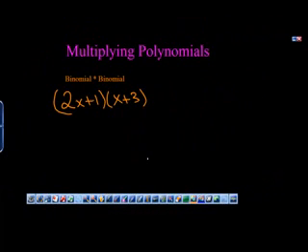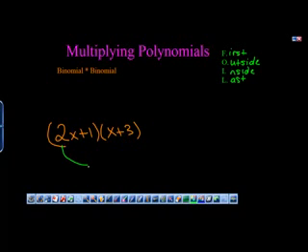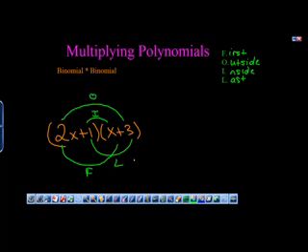When multiplying two binomials, we are going to apply something called FOIL. FOIL stands for first, outside, inside, and last. So you will take your first terms and multiply them together, your outside terms of your two parentheses and multiply them next, then your inside terms, and then your last terms, and then combine any like terms.